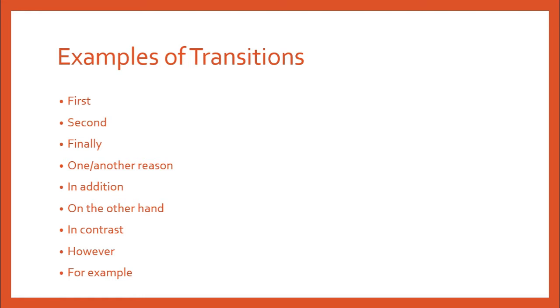Another transition that does basically the same thing is phrases like one reason or another reason, to show that you're identifying a reason in your sentence after this introductory phrase. In addition, does the same kind of thing. But it can be used for other things besides just stating reasons for something.